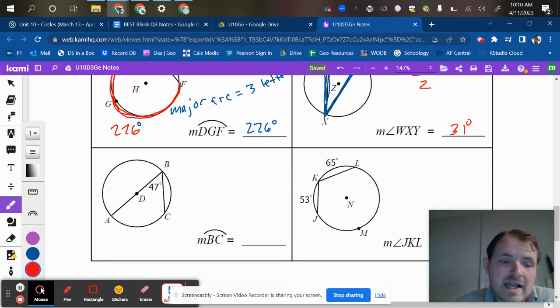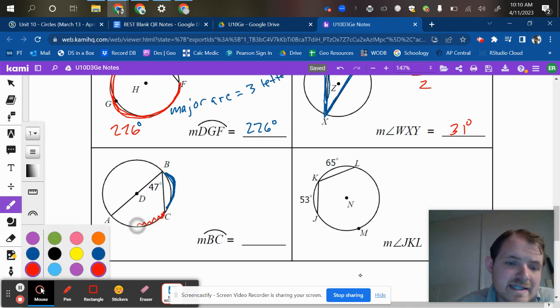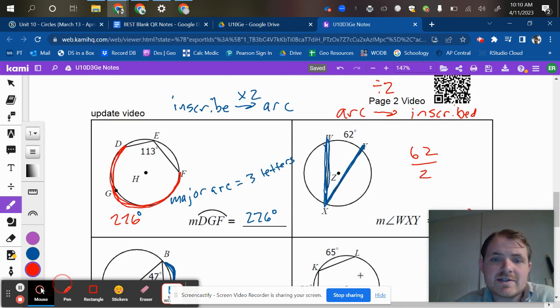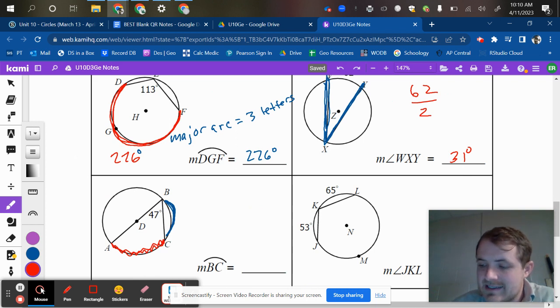If we're looking for arc BC, I don't have an angle that goes through like that. So I kind of got to get creative here. This 47 can lead me to this arc, this AC arc, is double it, because again, we're going from the inscribed angle to the arc. So I double that and I get 94.